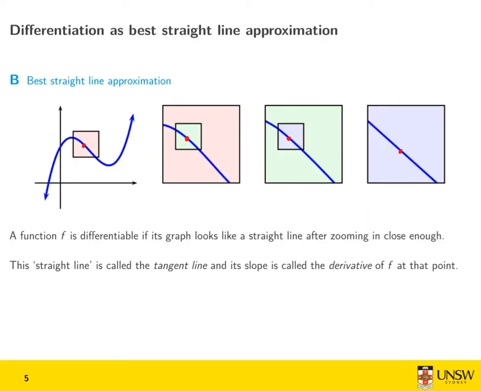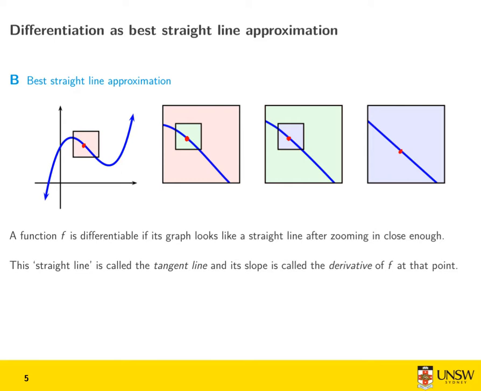Let's now try a different approach. Let's say you want to know how y changes when x changes close to some point. What you could do is zoom in, and zoom in again, and zoom in again. In most cases, you will end up getting something which will look like a straight line. When this happens, we say that the function is differentiable. In that case, the straight line we get is going to be called the tangent line, and its slope will be called the derivative of f at this point.